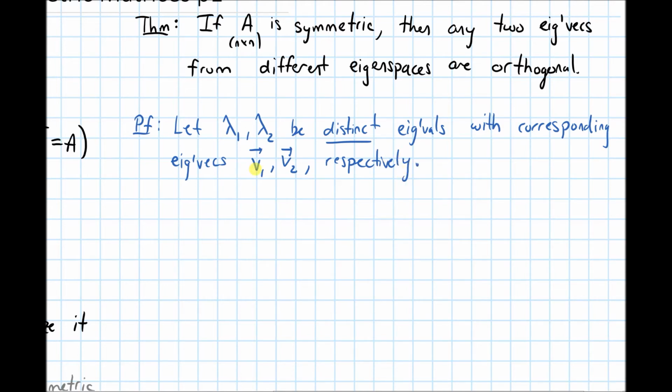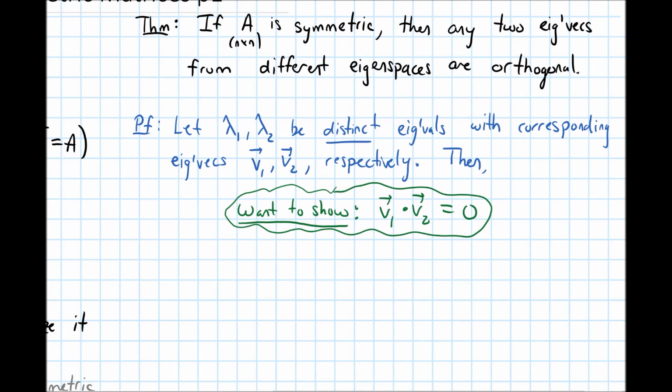So that means that v1 goes with lambda 1 and v2 goes with lambda 2. That's what the word respectively means, like in the same corresponding order. So then, let me first identify what it is that we want to show. What we want to show here is that these eigenvectors v1 and v2 are orthogonal. In other words, that when we take their dot product, that is 0. This is what we want to show. I'm just going to bubble this.